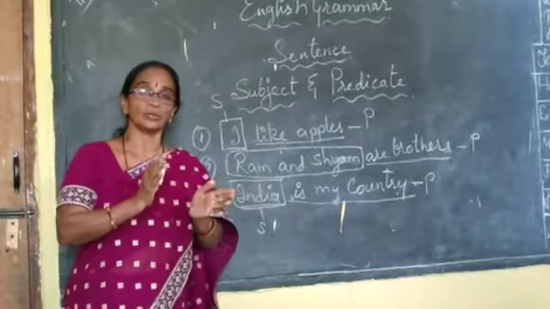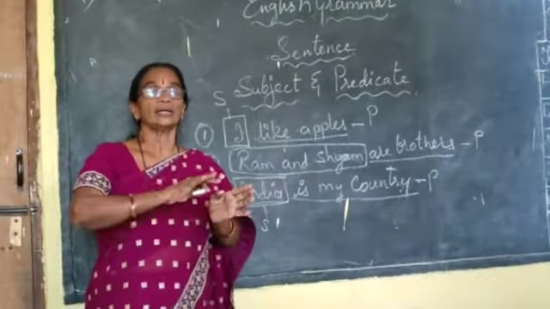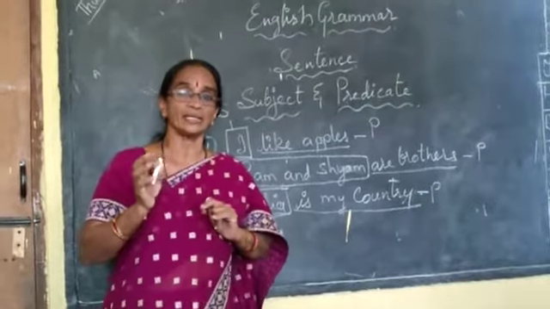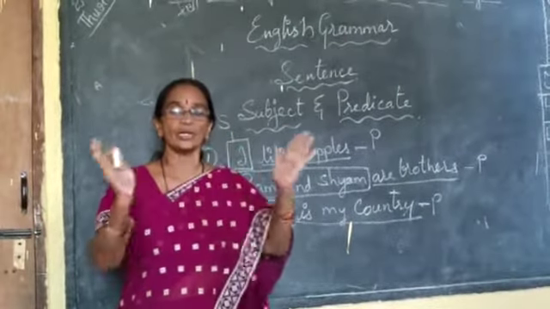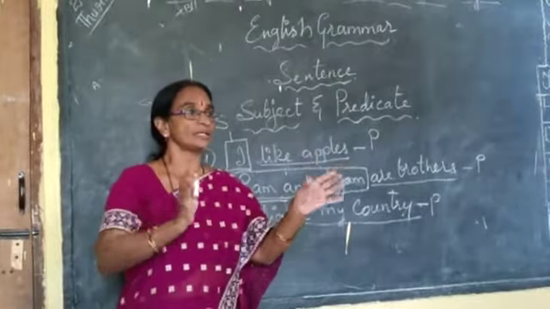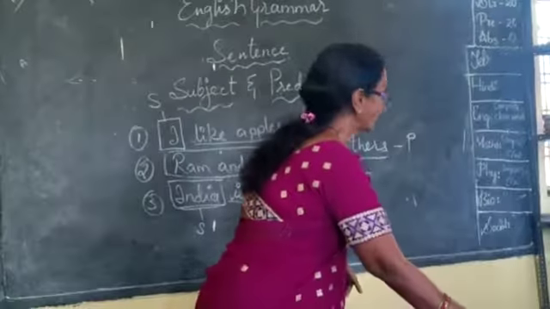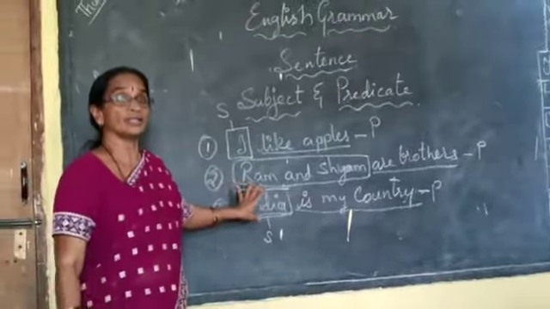About whom we are talking, that is a subject, and about what we are talking, that is a predicate. So a sentence is divided into 2 equal parts. One is subject and the other one is predicate. Okay. So this I hope you all understood.